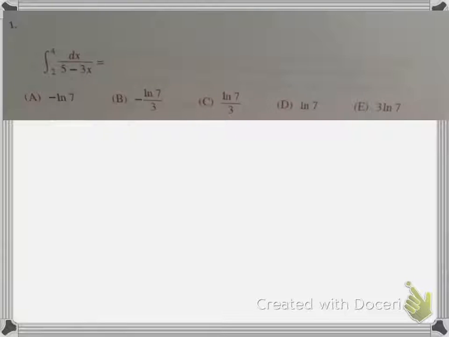Okay, these are the solutions for Wednesday night's homework. So this was number one. For this one, there's really two ways to do this. You're really looking for the antiderivative of this.